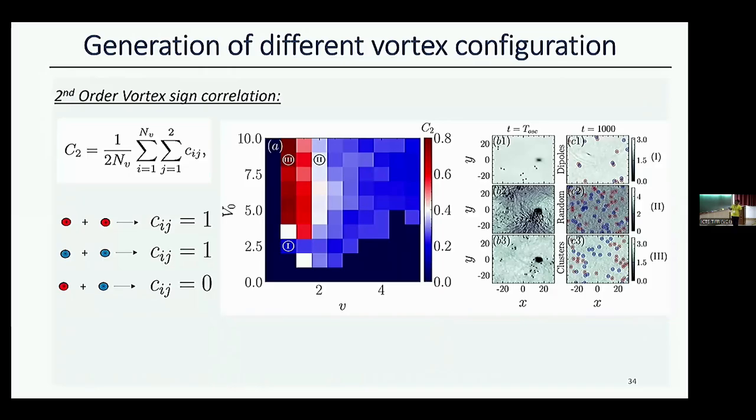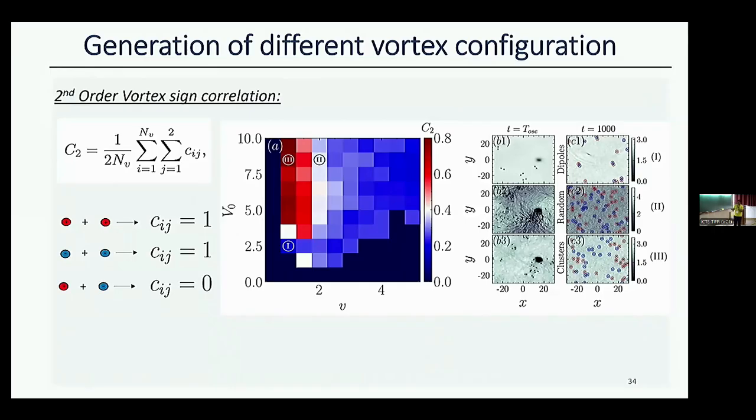So the kind of acoustic wave that we are generating is higher for the random case. Then, to characterize the different configurations that we generate through this steering, we use this second order vortex sign correlation. With this, if the same kind of vortices are together, then this coefficient will be 1. If the opposite kind of vortices are together, then this correlation will be 0.